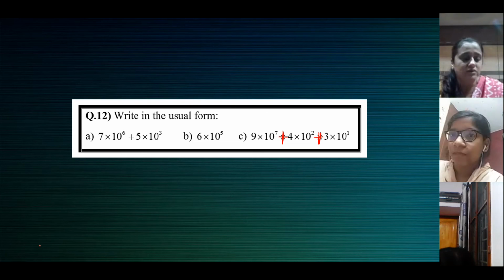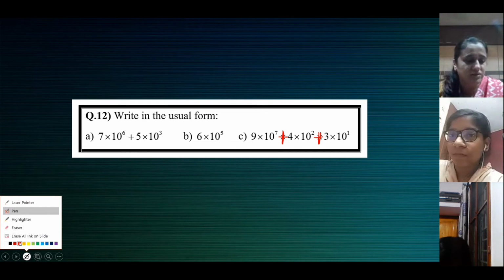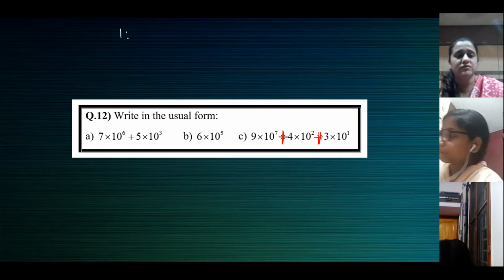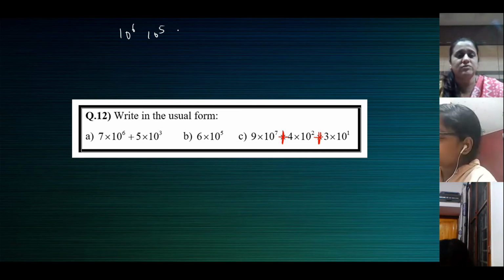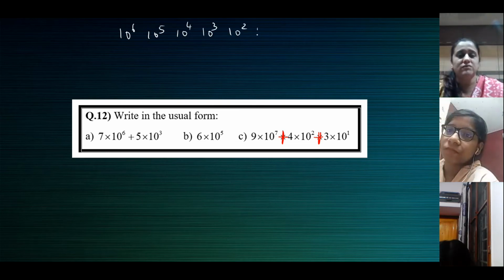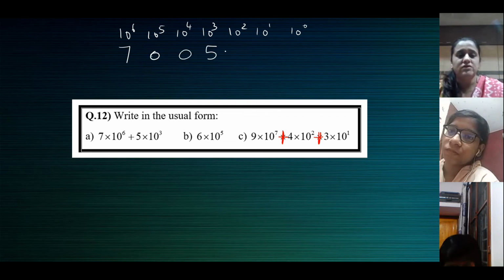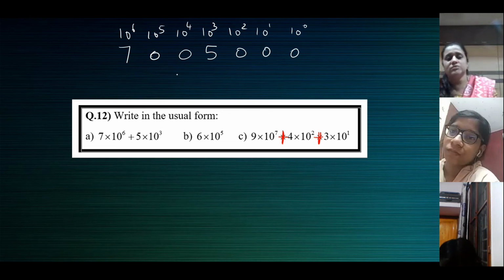Sorry if you've already started working on that. So children, you're expected to do it like this, though you'll get the same answer however you do it. So it's 10 to the power 6, 10 to the power 5, 10 to the power 4, 10 to the power 3, 10 to the power 2, 10 to the power 1, 10 to the power 0. Under 10 to the power 6, it is 7. Then 0, 0. Then under 10 to the power 3, it is 5. Then 0, 0, 0. This is the number.